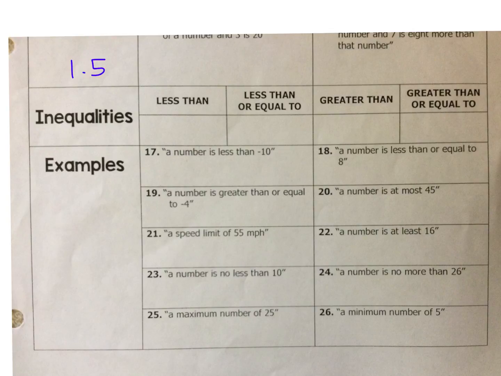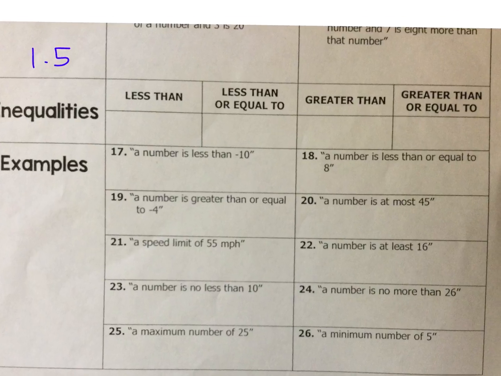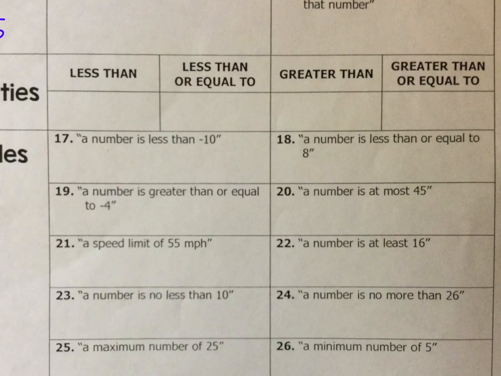This is the second page of our 1.5 notes. We're going to talk about inequalities. Inequalities are the alligator mouths that tell us less than, greater than, that kind of stuff. So we're going to learn the words that go with it.